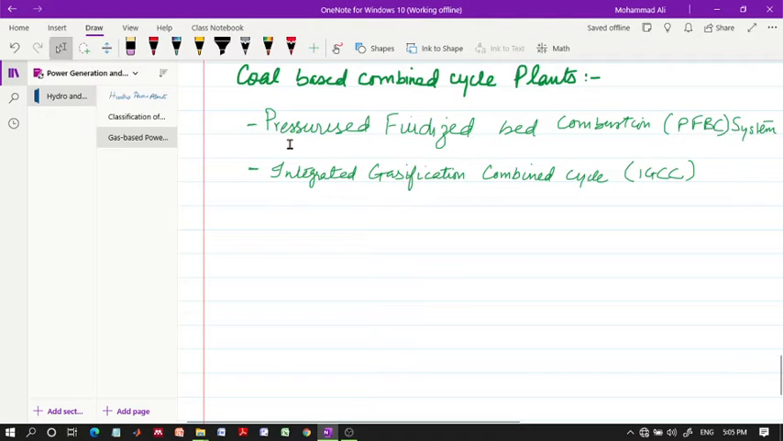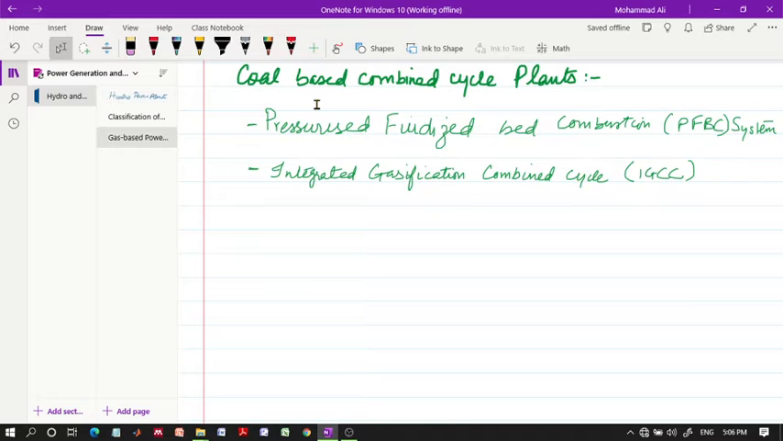So dear students, let us continue our discussion with coal-based combined cycle plants. What we must understand here is that this is not the thermal-based power plant. Coal is not directly burned; it is used to generate the electrical energy. But here we are going to use two cycles: number one, the gas-based power plant, and the thermal power plant. All right.